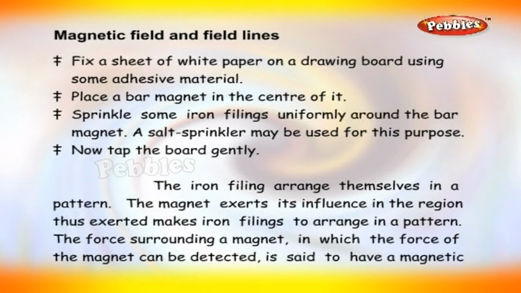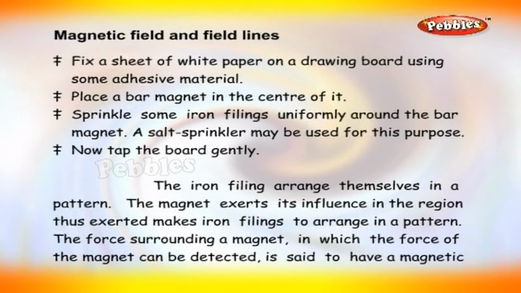Activity. Fix a sheet of white paper on a drawing board using some adhesive material. Place a bar magnet in the center of it. Sprinkle some iron filings uniformly around the bar magnet. A salt sprinkler may be used for this purpose. Now tap the board gently. The iron filings arrange themselves in a pattern. The magnet exerts its influence in this region. Thus, the influence makes iron filings arrange in a pattern.